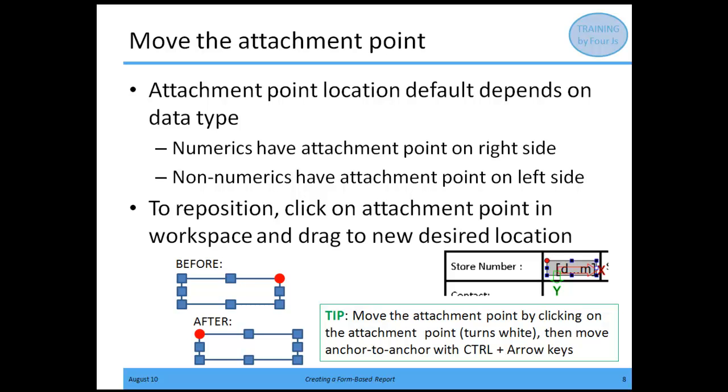To reposition, we've already shown you that you can go in and change the anchor X and the anchor Y to move this attachment point around the object itself. I can just click on the attachment point and then use it and drag it to where I want it to be on this object. Alternatively, you can move the attachment point by clicking the attachment point until it turns white, and then move it from anchor to anchor by using the Control plus arrow key.